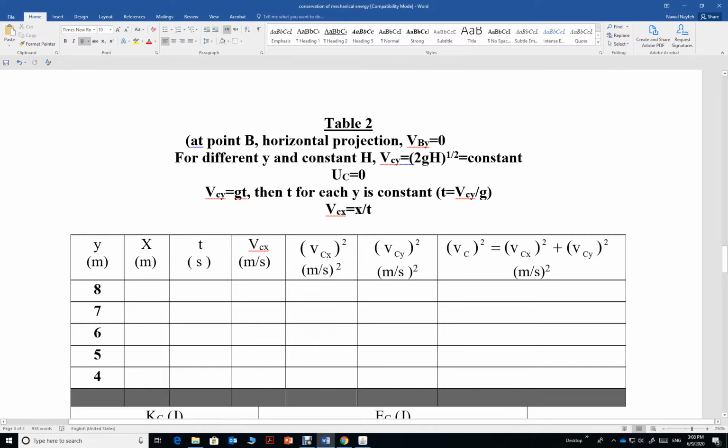You can find t from here. You can find VCY equals (2GH) to the power half, the radical, and then use VCY to find what, guys? To find t, where t equals VCY over G. So t here is VCY over G, and VCY equals the radical of 2GH. Now you have t, just measure x, and the other things you can calculate using the equation of motion.